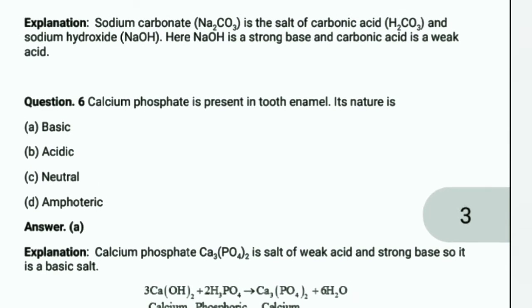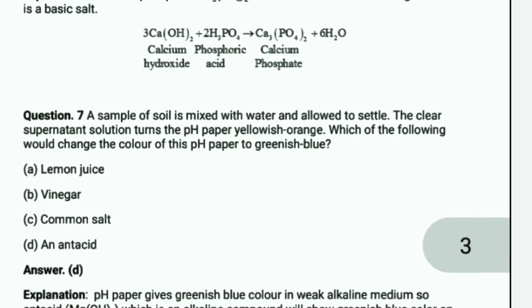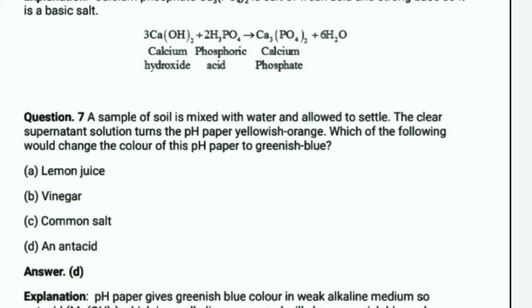Calcium phosphate is present in tooth enamel. Its nature is basic. Calcium phosphate Ca3(PO4)2 is a salt of weak acid and strong base, so it is a basic salt. A sample of soil is mixed with water and allowed to settle. The clear supernatant solution turns the pH paper yellowish orange. Which of the following would change the color of the pH paper to greenish blue?